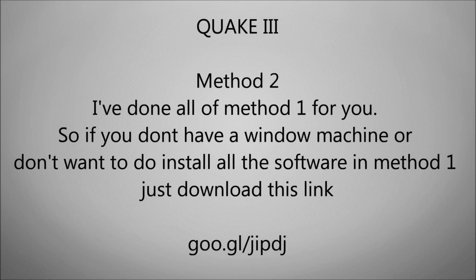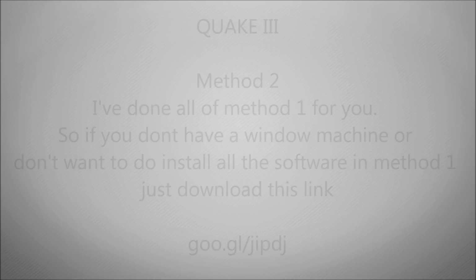The second method is one where I've done all that work for you and I'm just going to provide you with a .tgz file with everything you need in it, which you can then transfer onto your Pi and run Quake 3 from there. The first one is a little bit more long-winded and requires a Windows 7 PC, and the second method is a little bit quicker if you've just got the Pi.